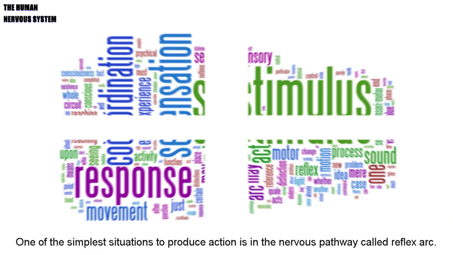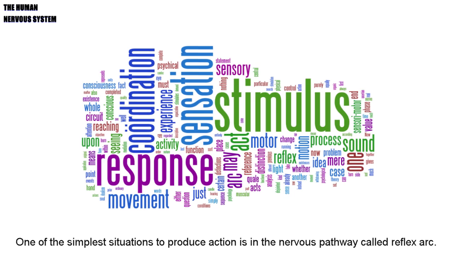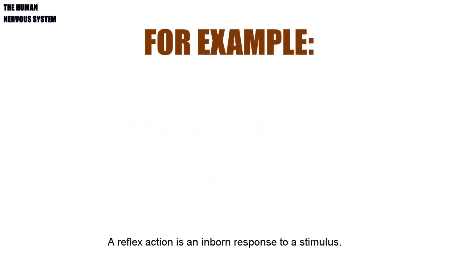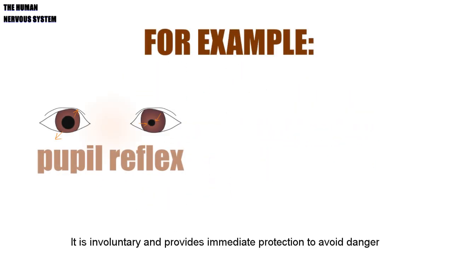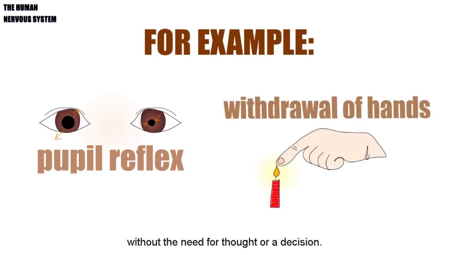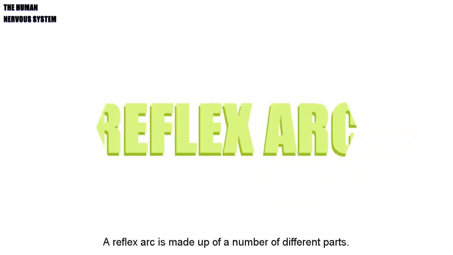One of the simplest situations to produce action is in the nervous pathway called a reflex arc. A reflex action is an inborn response to a stimulus. It is involuntary and provides immediate protection to avoid danger without the need for thought or a decision. A reflex arc is made up of a number of different parts.